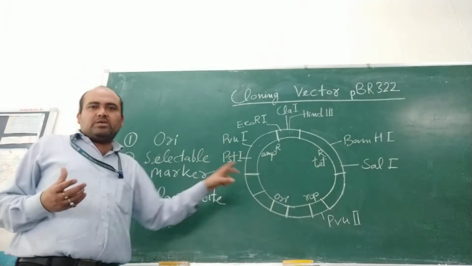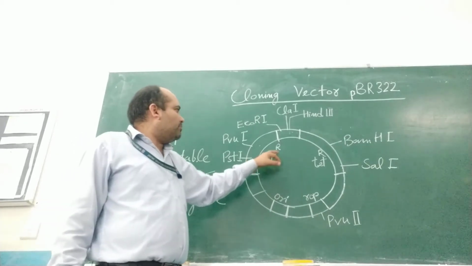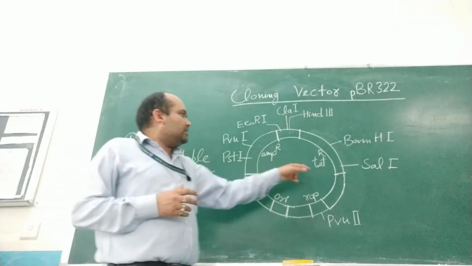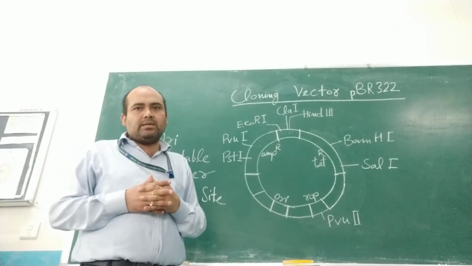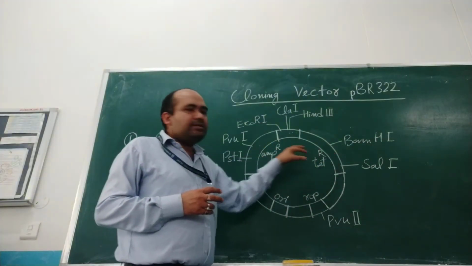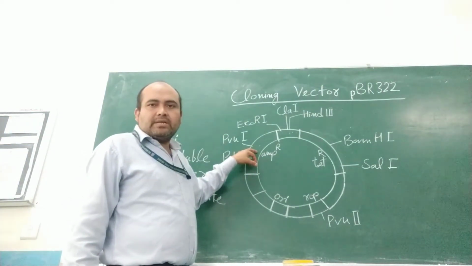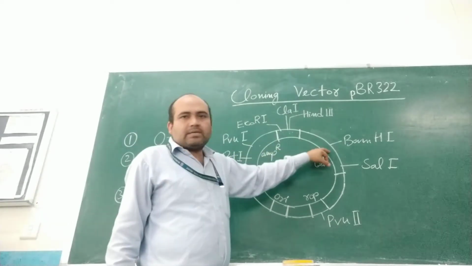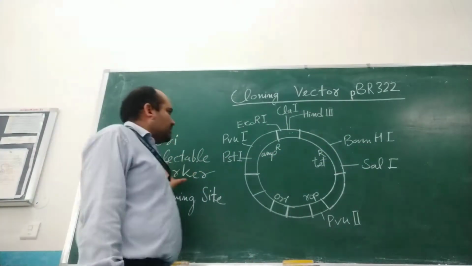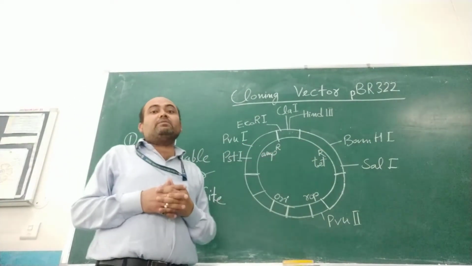Second, the plasmid should contain a selectable marker. If you see what I have written here, AmpR means ampicillin resistant gene, and this is TetR, which means tetracycline resistant gene. So these areas indicate that antibiotic resistant genes are present in this site. This is an ampicillin resistant site. This is a tetracycline resistant site. So these are commonly known as selectable markers.